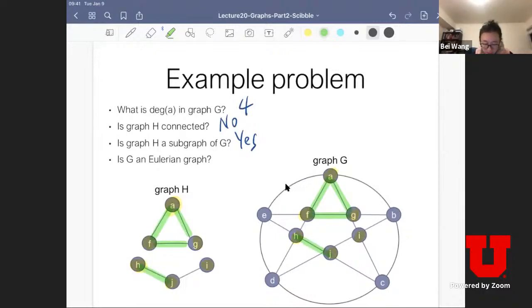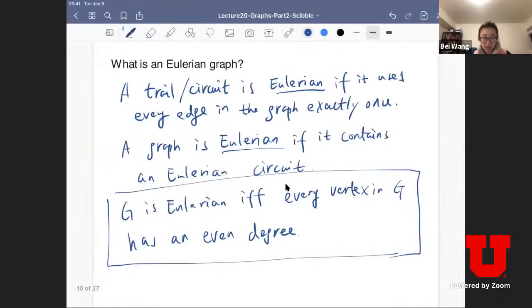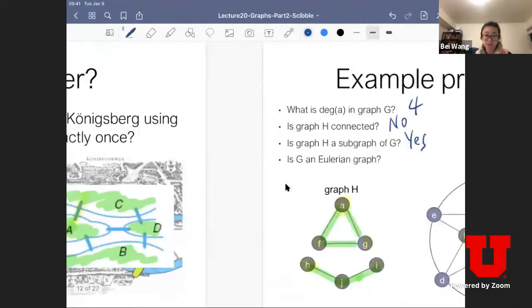HJ maps to HJ, and JI maps to JI. Okay. Now, finally, we're asking if my graph G is Eulerian. Remember the definition on the previous slide. A graph is Eulerian if and only if every vertex in G has an even degree. So we just need to check if my graph has an even degree.